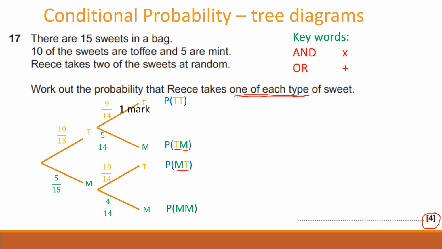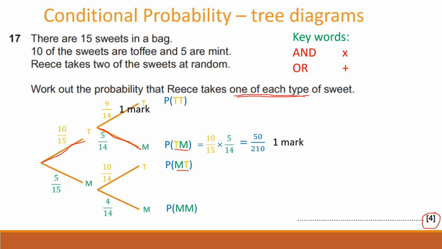So to get a toffee and a mint, I start at the beginning and I come along my toffee strand, and then I come along my mint strand down here, which gives me the probability of a toffee and a mint. So I've got to multiply those two probabilities, the 10 over 15 and the 5 over 14. If I multiply those together, that will give me 50 over 210. Remember, you just multiply the numerators, so 10 times 5 is the 50, and the 15 times the 14 is 210, and that gives you a mark.